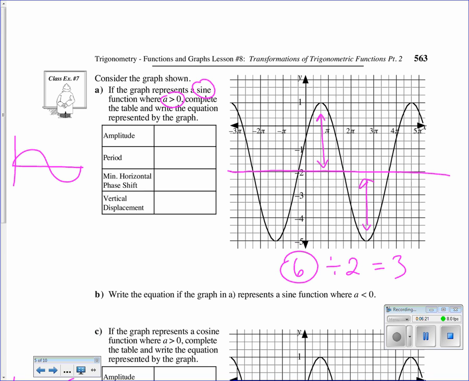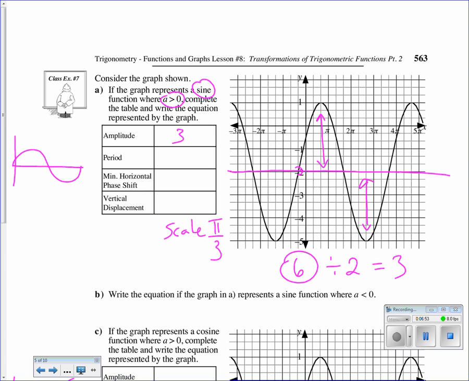That's good. Now I have to take a look at what's happening with my shifting. So my amplitude is 3. My period. Remember, your period is how long it takes to complete one cycle, a crest and a trough. And what are my divisions worth on this graph? My scale is pi being divided into 3. So my scale is pi over 3.